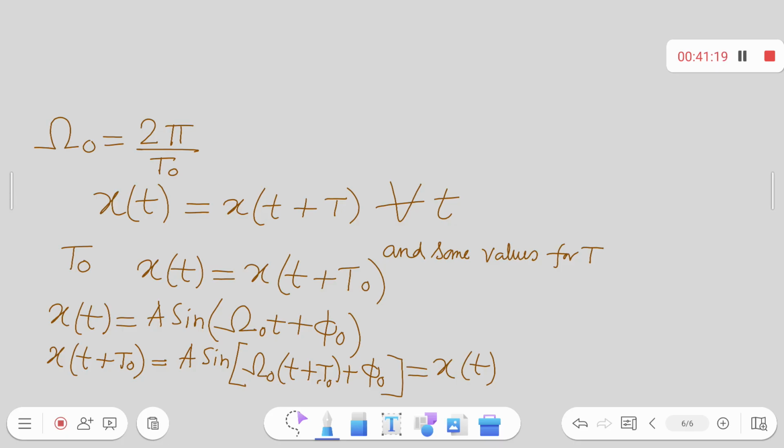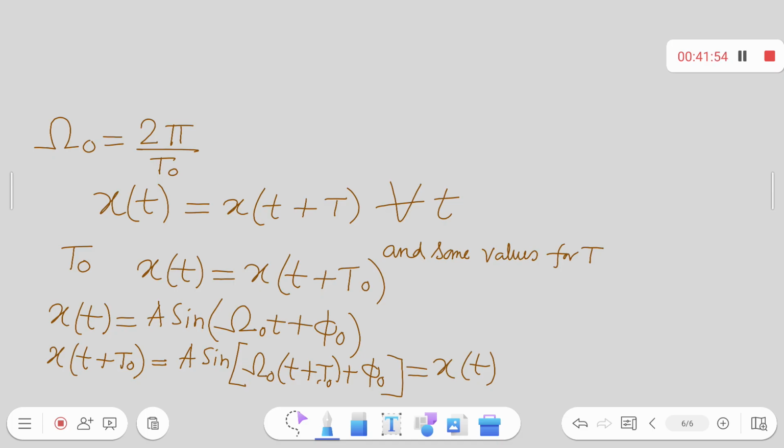So a continuous time sinusoidal signal is always a periodic signal. You can define it from 0 to capital T, or you can define it from minus T by 2 to plus T by 2. I will define it from 0 to T naught, or you define it from minus T naught by 2 to plus T naught by 2, one complete cycle.